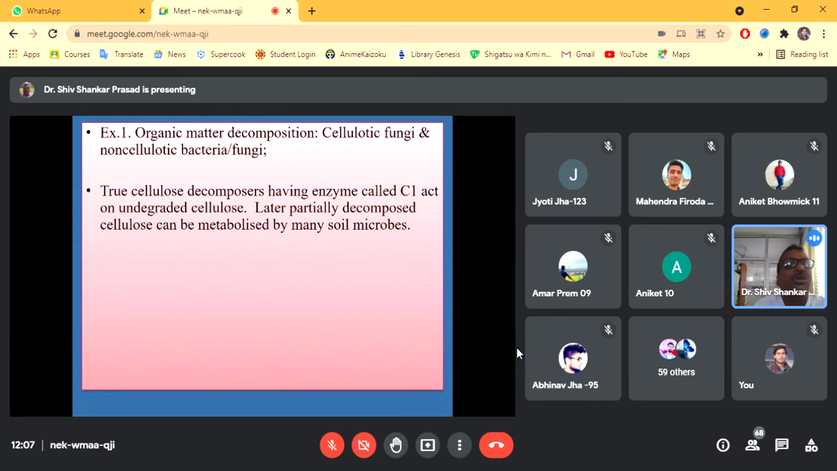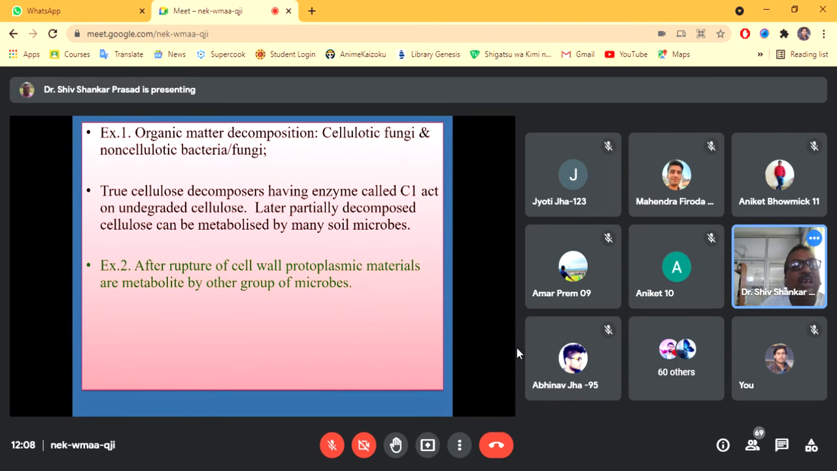Okay, so two cellulose decomposers having an enzyme called C1 act on undegraded cellulose. Later, partially decomposed cellulose can be metabolized by many soil microbes. So the true cellulose decomposer microbes have enzymes, and when those enzymes act on the cellulose, it is converted into different components. After decomposition, these materials are again metabolized by another group of microbes.